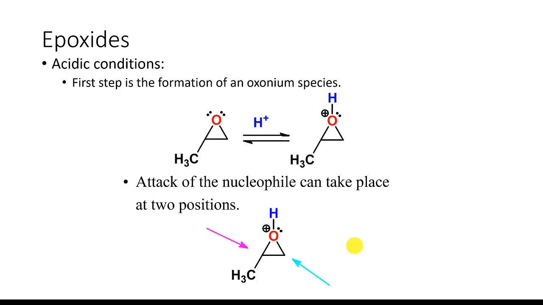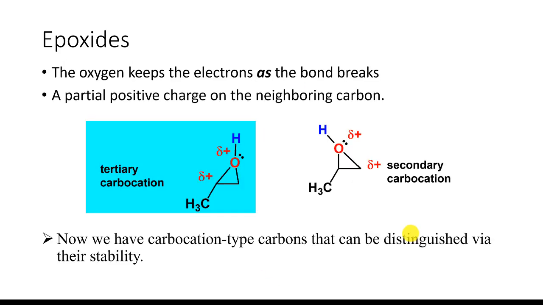Now, under acidic conditions, you form a positive charge on the oxygen, and that positive charge transfers more easily to this oxygen because it's more substituted. The result is, even though the nucleophile can add here to the less sterically hindered side or here to the more sterically hindered side, it tends to go towards the more sterically hindered side because of the partial positive charge sharing between the oxygen and this carbon.